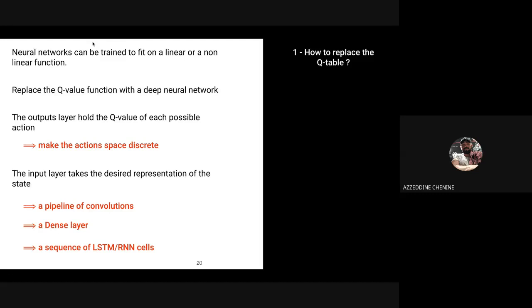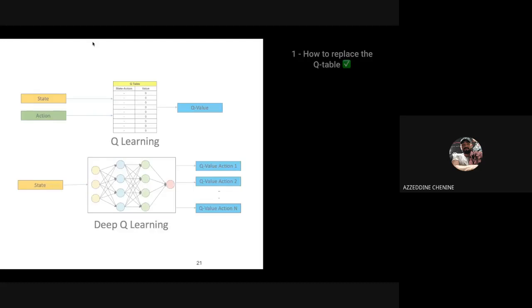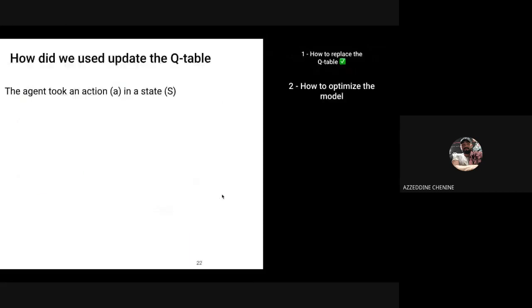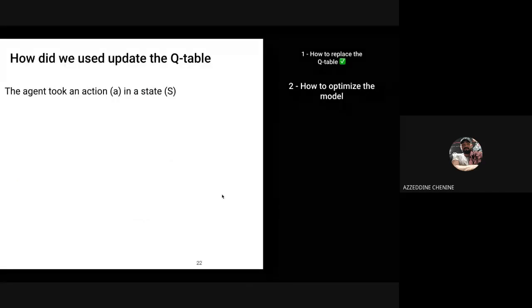We move to the second point. So here, as a representation, we had a state and an action, a state-action combination, and the Q value. Now, we have the state as an input, we have a deep neural network, and as an output, we have the Q value of each action. As simple as that. The question now is how to optimize our model to give us a correct Q value of each action based on the state.